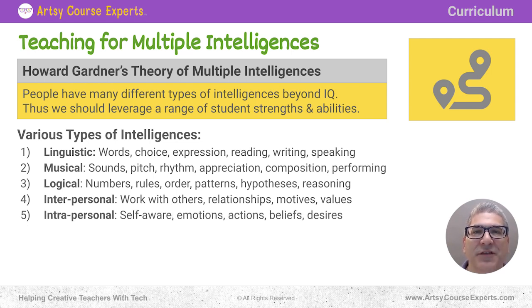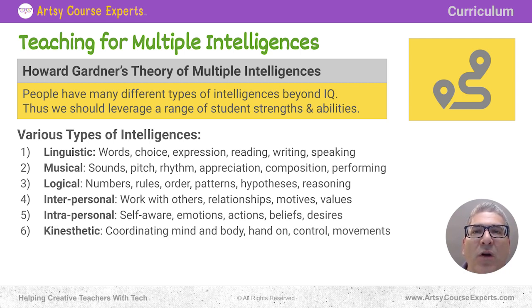This means that they're self-aware. They have good understanding of their emotions, their actions, their beliefs, their desires. Some people call this EQ instead of IQ. The next type of intelligence that Gardner called out is the kinesthetic or bodily skills, bodily intelligence.